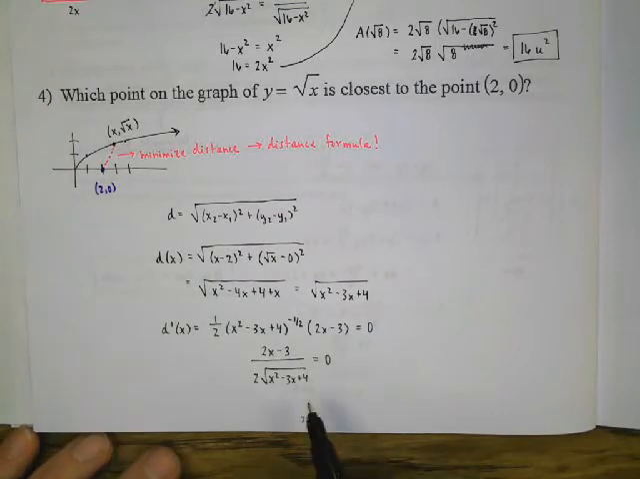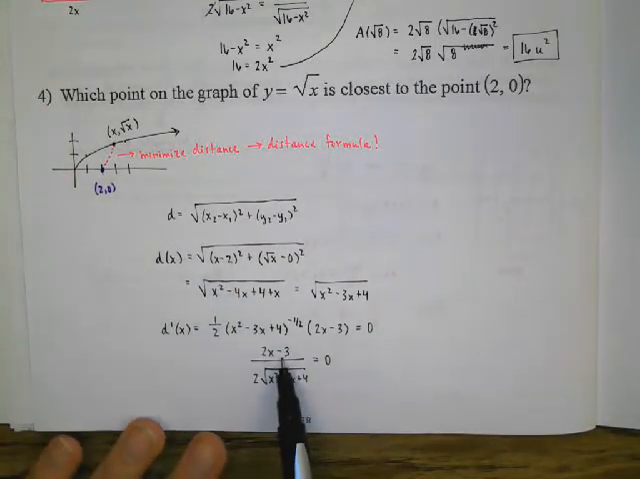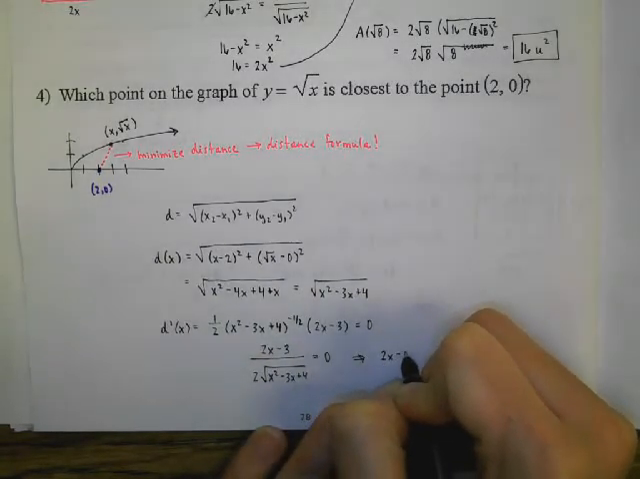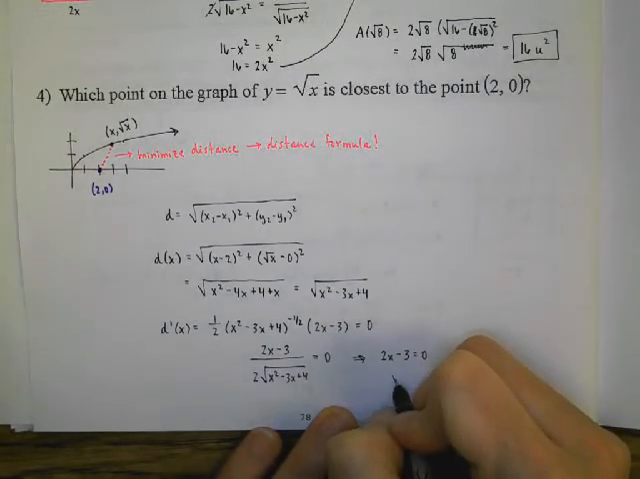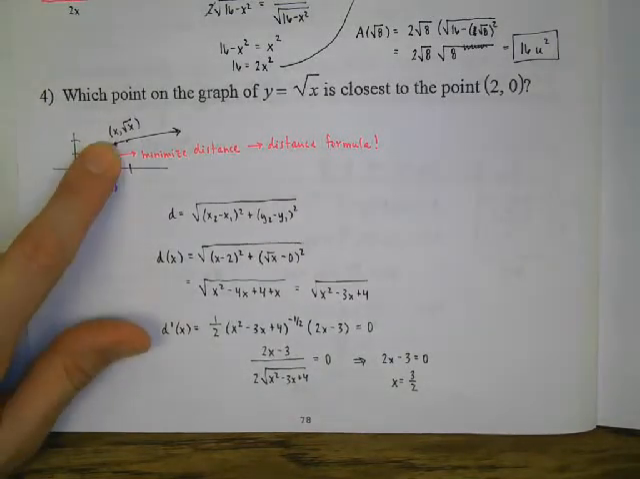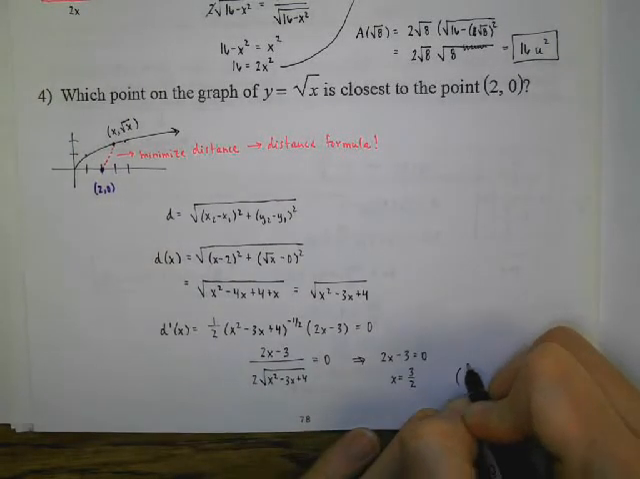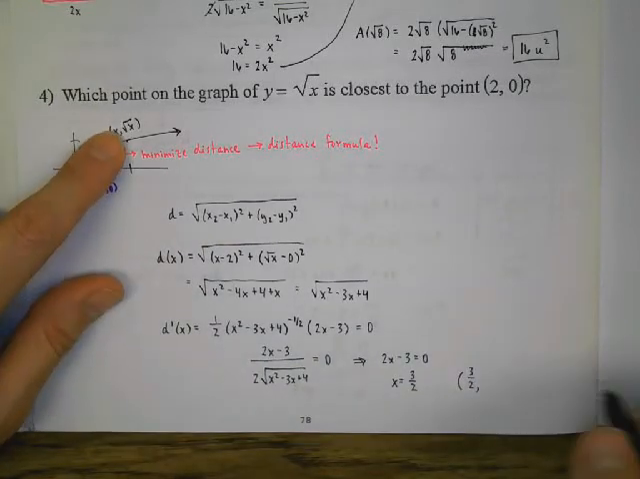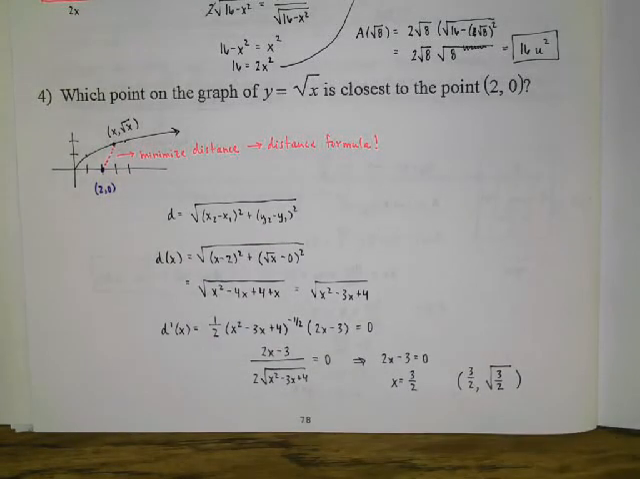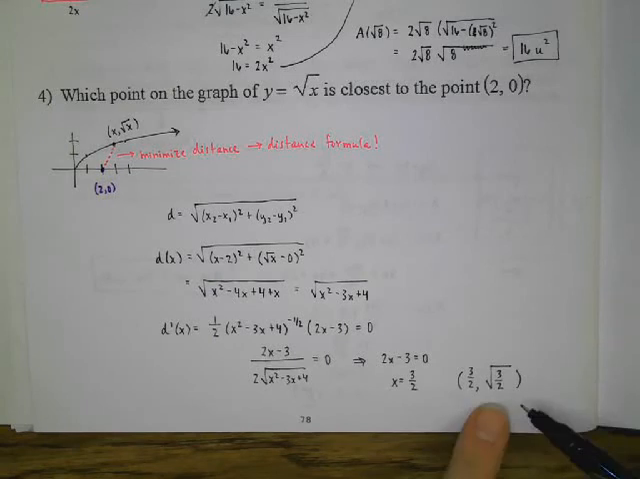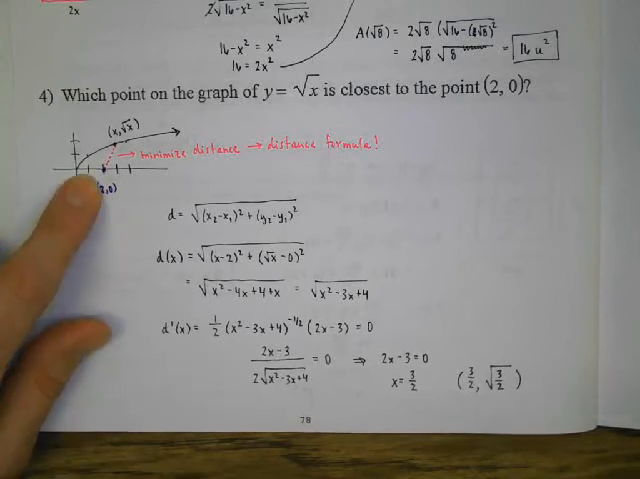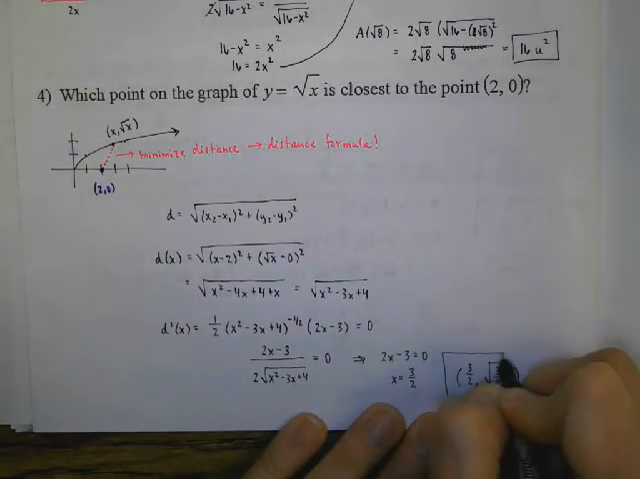Well, I know if I have a rational expression, the only way this is going to be 0 is if the numerator is equal to 0. And that's going to happen when x equals 3/2. So now I know the x-coordinate of my point is going to be 3/2. The y value of that point is just the square root of that value, so square root of 3/2. And we're not going to worry about rationalizing. So that tells me that this point, (3/2, root 3/2), is the point that's closest to the point (2, 0).